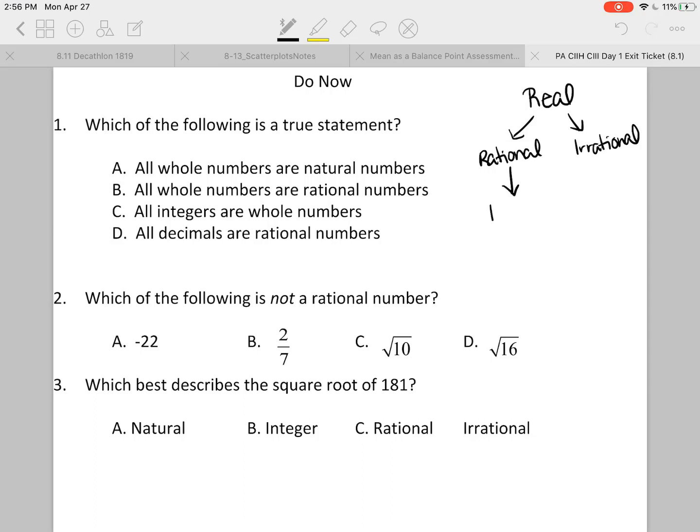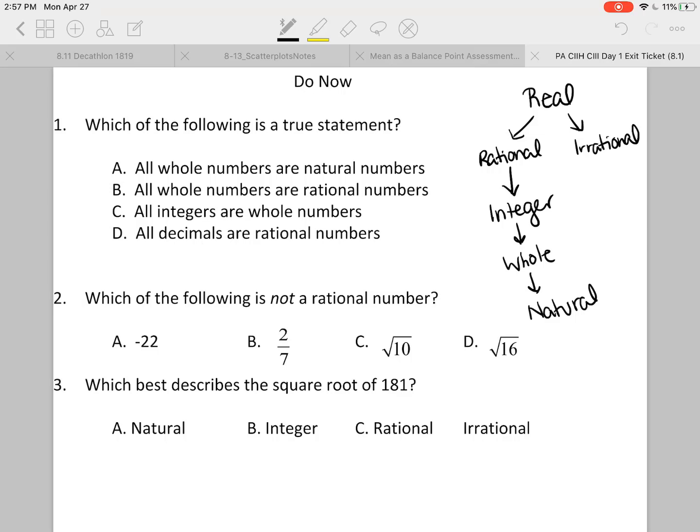After rational, we have integers. Those are our positive and negative numbers that contain no fractions and no decimals. Then we have whole numbers. That is all of our positive integers, including 0. And lastly, we have our natural numbers, which is the set of whole numbers except for 0.